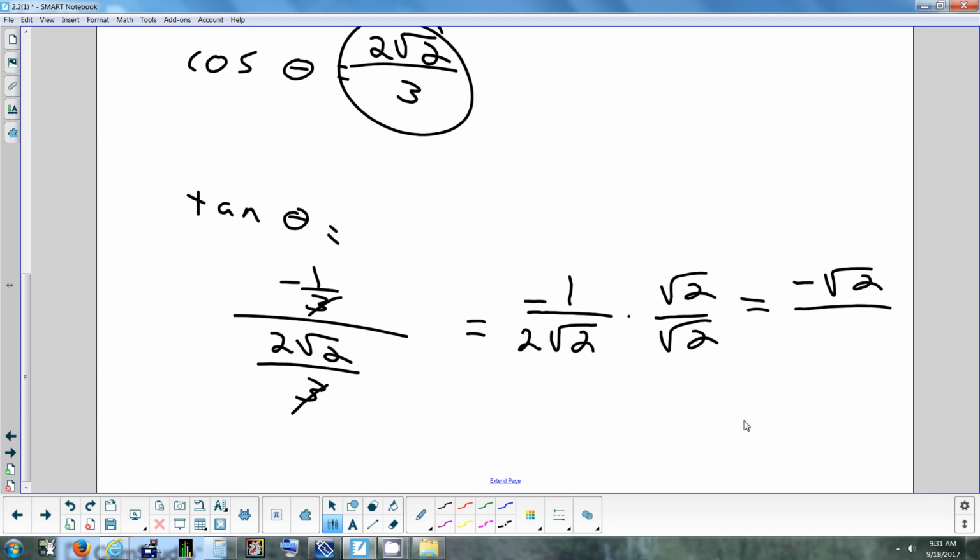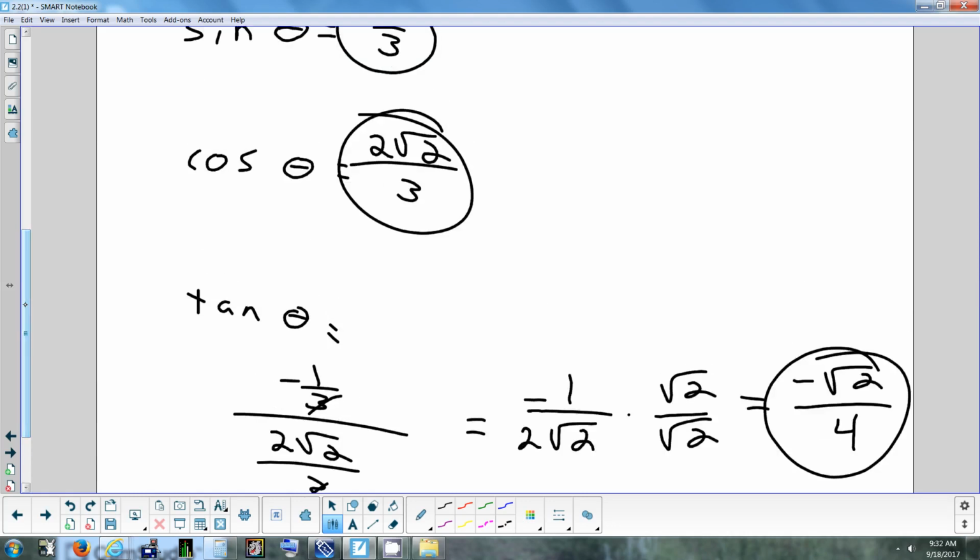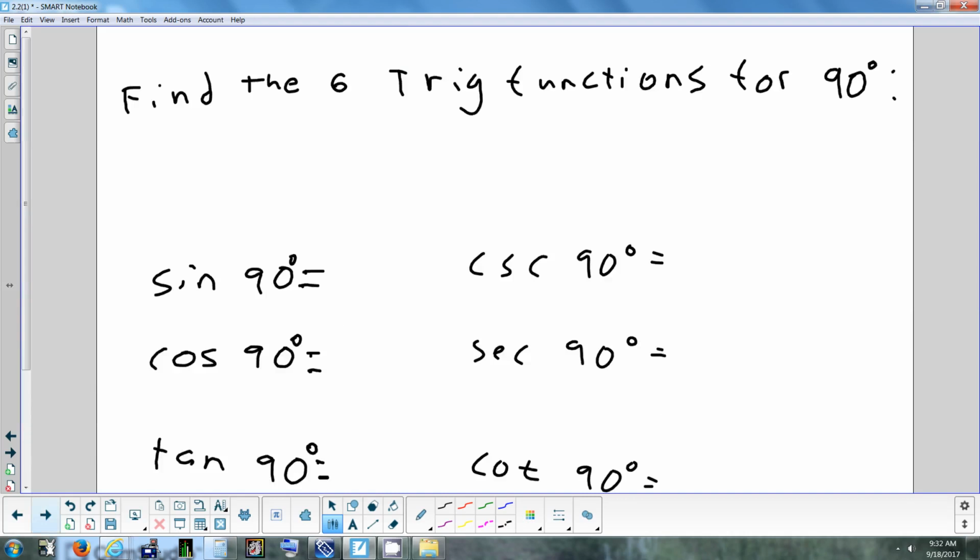Well, what's the square root of 2 times the square root of 2? Square root of 4, which is 2 times 2. 4. Okay, and there's your tangent. So sometimes there's a little bit of work you have to do to clean up an answer, flipping it and getting rid of the square root. Okay. Any questions on that one? Okay.